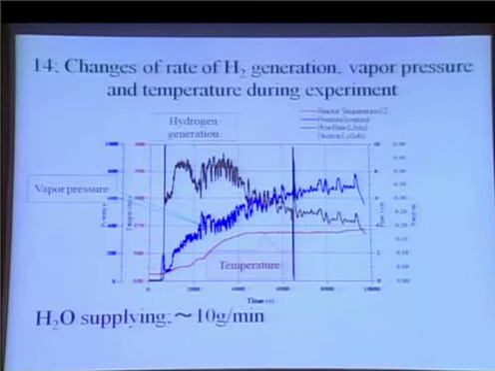This graph shows a typical result of hydrogen generation. You can see the time change of vapor pressure, rate of hydrogen generation, and temperature. This scale is pressure. Pressure goes up to something like 0.6 atmosphere, and immediately the rate of the hydrogen gas emission is something like 6 or 8 liters per minute. During the experiment, the temperature goes up something like that. It takes 3 hours or more.